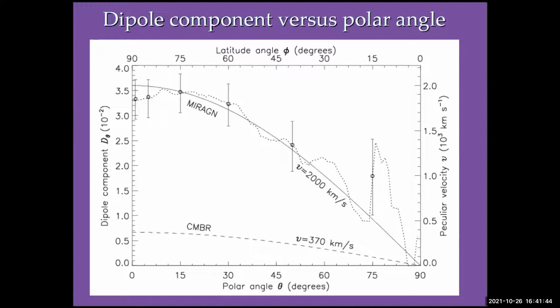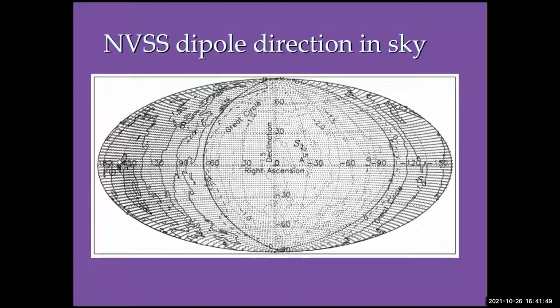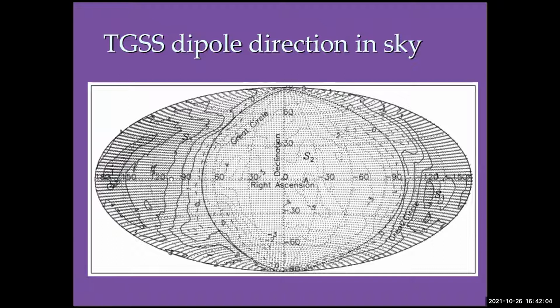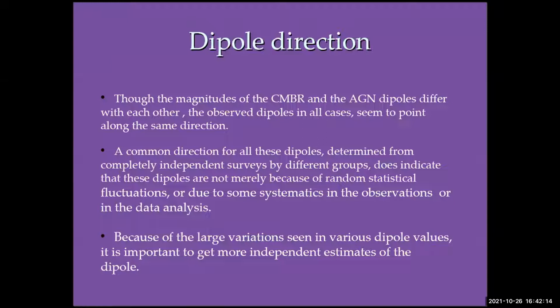But as I mentioned earlier, this is just to show the position in the sky. Here the dipole is somewhere here, while the CMBR direction is here, this dotted circle, while the NVSS is coming to be somewhere here. In the next, the T here shows the direction of the TGSS dipole, while the NVSS is again here. Now, this is quite surprising, that the magnitudes are the same, but the directions are coming different.